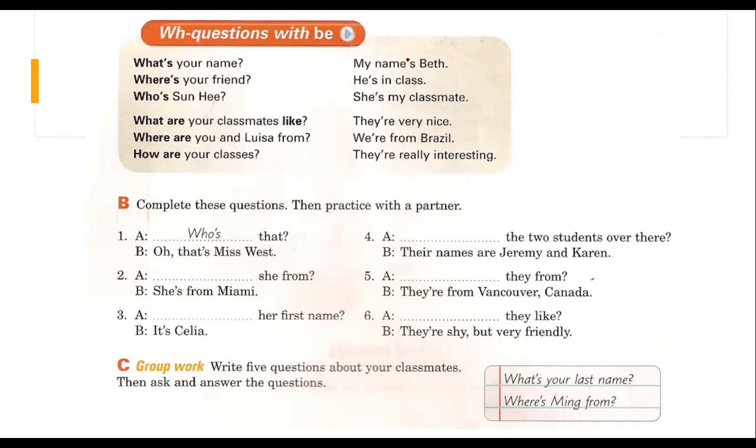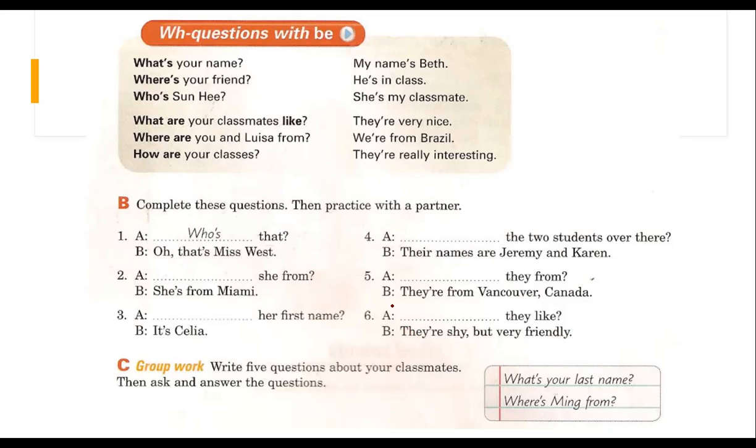Thank you so much. Let me just give you another option on number four. You can say, who are the two students over there? In English, if it's people, we say who. What is okay, but I think it's a little bit rude. In this case, it is who. Who are the two students over there? Okay. Thank you.